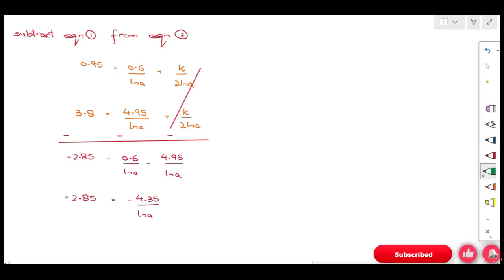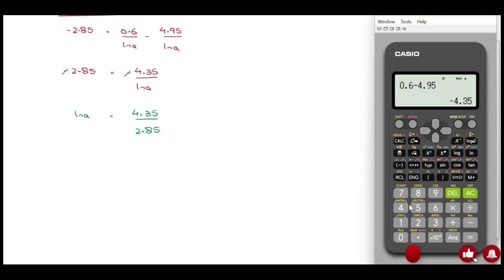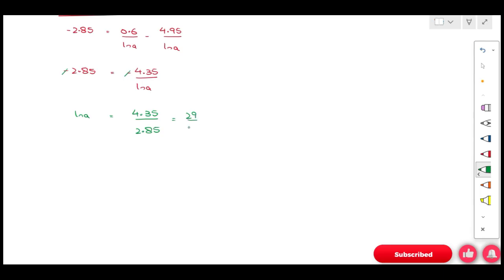Okay, now we can cancel these two negative signs and we can easily solve for the a value, right? So cross multiply natural log of a over here, and 4.35 divides 2.85. Okay, let me simplify. 4.35 divided by 2.85 is 29 over 19, right? So this is 29 over 19. So what is a? a is basically e to the power 29 over 19. This is your a value.